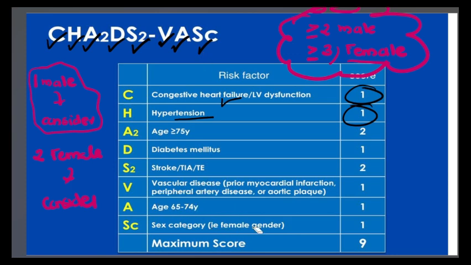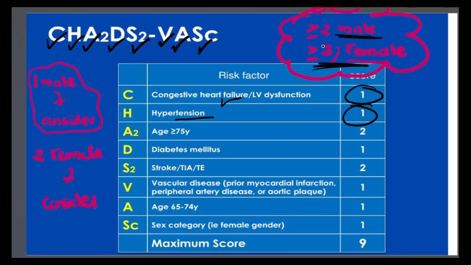So we calculate the score, and if the score is more than or equal to 2 in a male, then we will start anticoagulation. If it is more than or equal to 3 in a female, we start them on anticoagulation, because in females you have already given a score of 1 because of their sex.